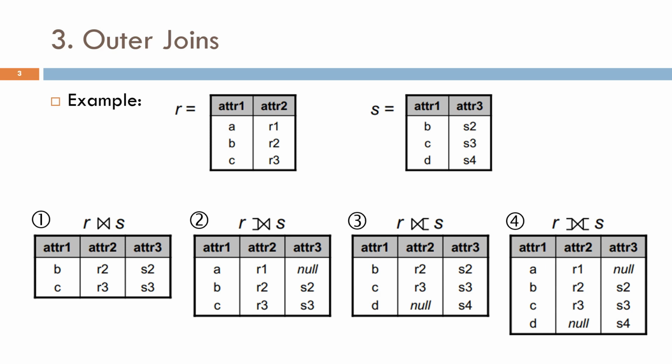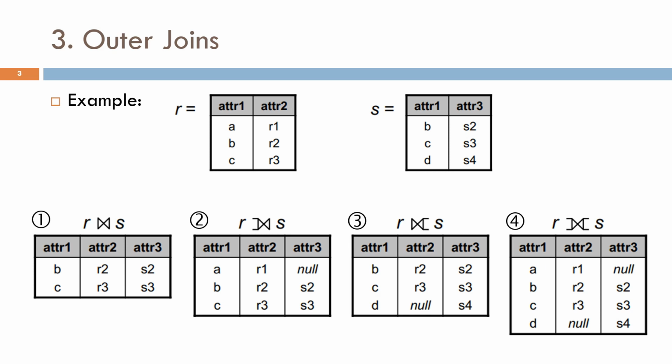The third operation is R right outer join S. The result of R right outer join S contains all three tuples from S. If a tuple Tr from relation R doesn't match any tuple in S, it is excluded from the result. The first and second tuples are matching tuples. The last tuple, D, doesn't match any tuples in R. So the column attribute 2 in R has missing information and it takes a null value.